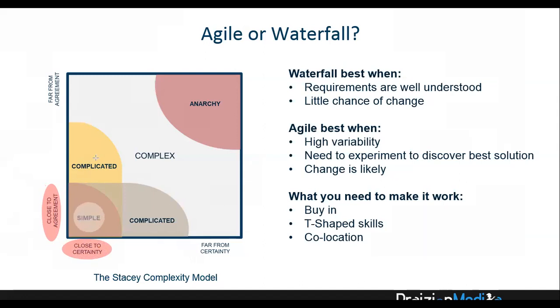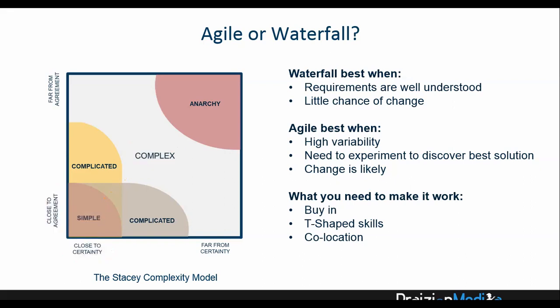But as you begin to work on more complex type arrangements, you need to be more agile because change is expected to happen. The unexpected is to be expected. So as you begin to approach the complex zone, you need to up your game and become more agile. And therefore, the way you estimate needs to be different.